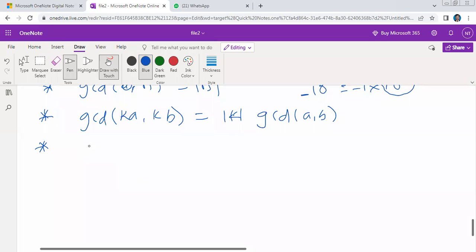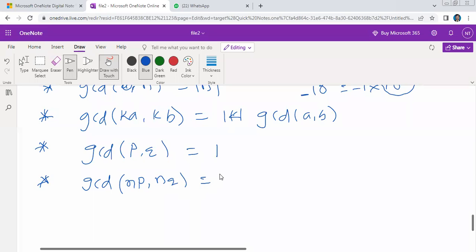One more: what is the GCD of P, Q, if P, Q are prime numbers? It is 1. Now, suppose n is any number, what is the GCD of nP, nQ? N is any positive or negative number. The same concept can be used here: it is mod n times GCD of P, Q.